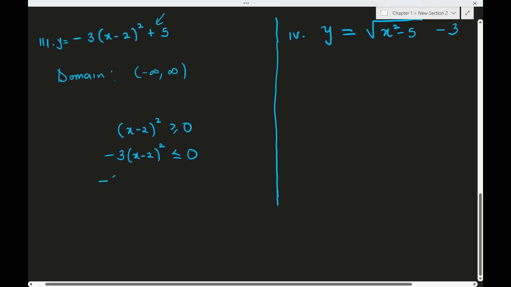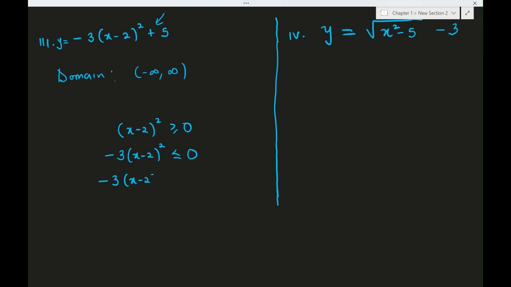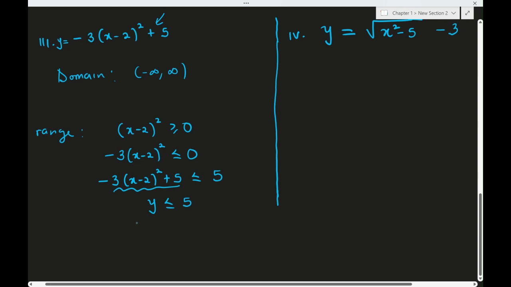So here you can see we have plus 5. So we can add 5 to both sides. So you have plus 5 is less than or equal to what? 5. And this will give us y. So y is less than or equal to 5. So it means this is the beginning of the range. So the range is going to be from minus infinity to 5 closed.